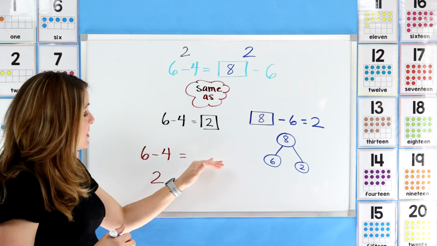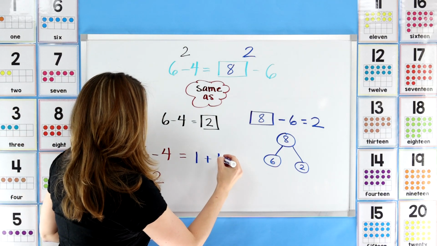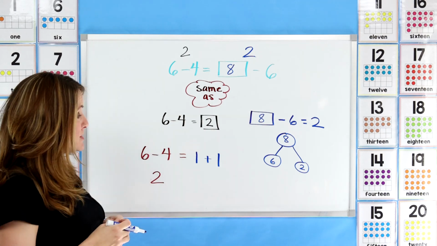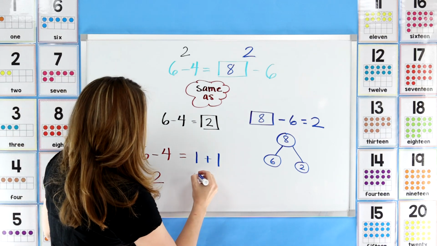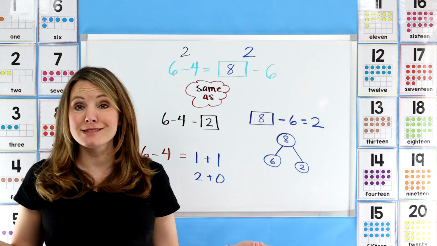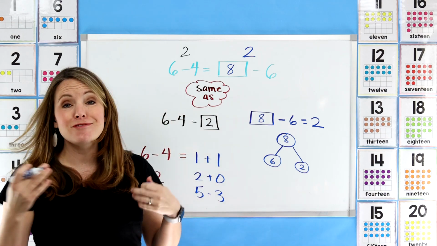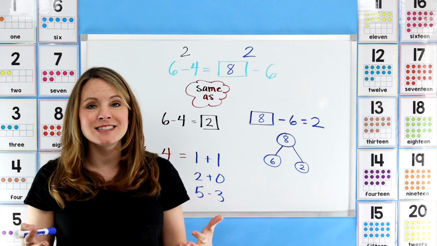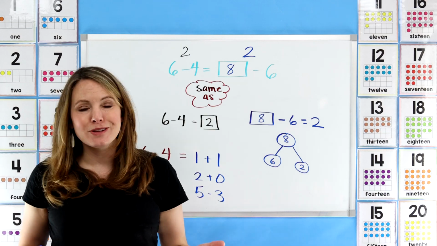So if I want this to be the same as 2, guess what I could do? I could do 1 plus 1. Is 1 plus 1 2? Yeah. And that's the same as what's over here. What's something else I could do? I could do 2 plus 0. What else could I do? I could do 5 minus 3. There are lots of possibilities because all I'm trying to do is come up with another number sentence that is the same as having the answer on this side. That's the beauty of the equal sign.